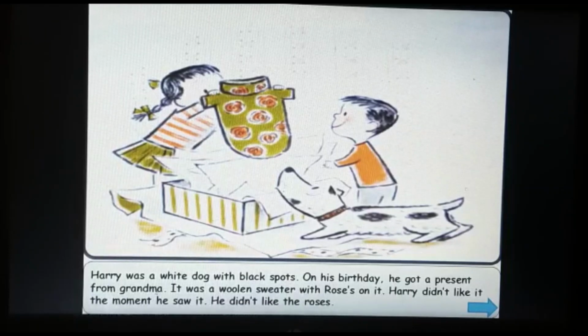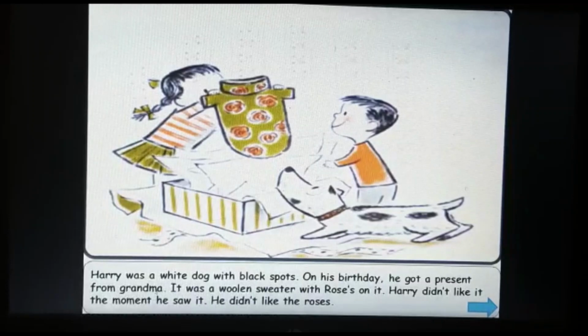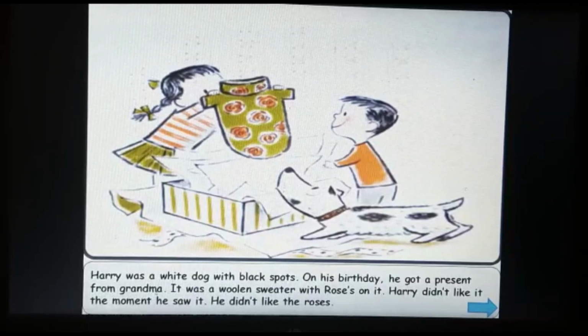Harry was a white dog with black spots. On his birthday, he got a present from Grandma. It was a woolen sweater with roses on it. Harry didn't like it the moment he saw it. He did not like the roses.